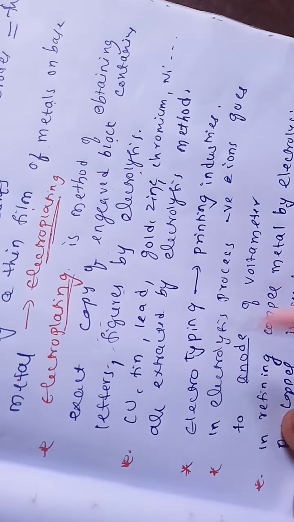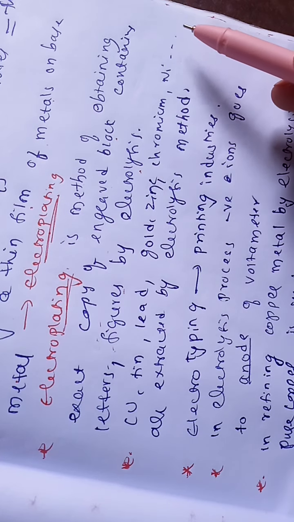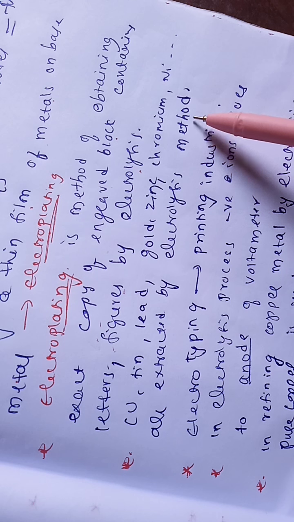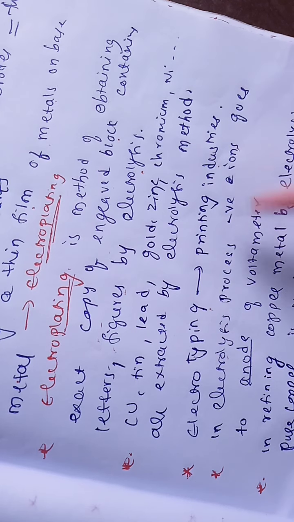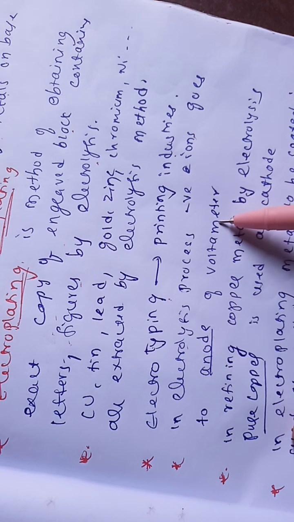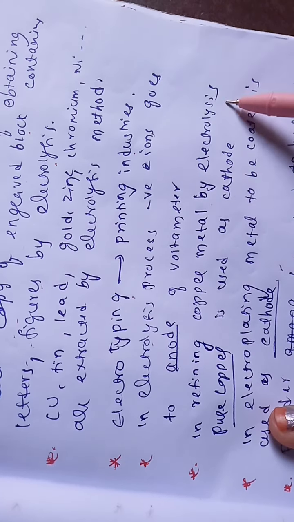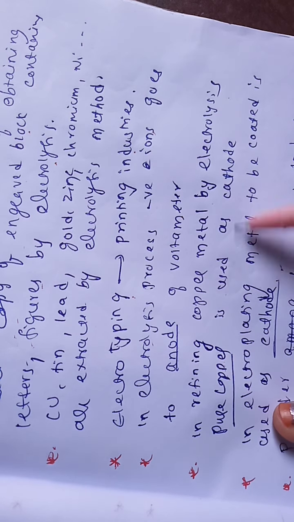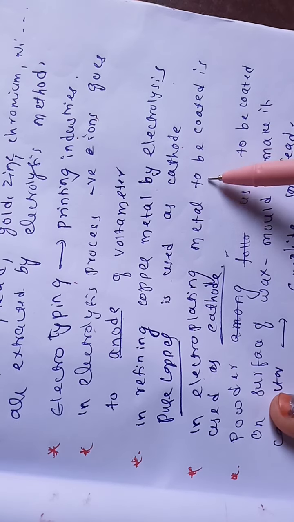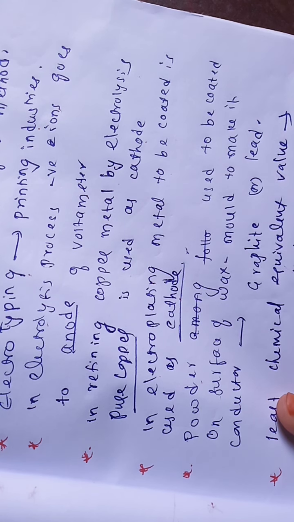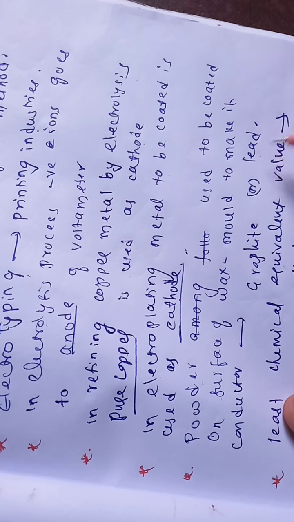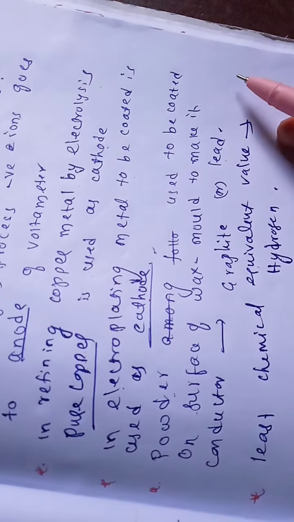Now next, copper, tin, lead, gold, zinc, chromium, nickel, and so on are extracted by the electrolysis method only. Electrotyping we use in printing industries. In the electrolysis process, negative ions go to the anode of the voltameter. In refining copper metal by electrolysis, pure copper is used as the cathode. In electroplating, the metal to be coated is used as the cathode. The powder used to coat the surface of the wax mold to make it a conductor is graphite or lead. Right? Hydrogen has the least chemical equivalent value.